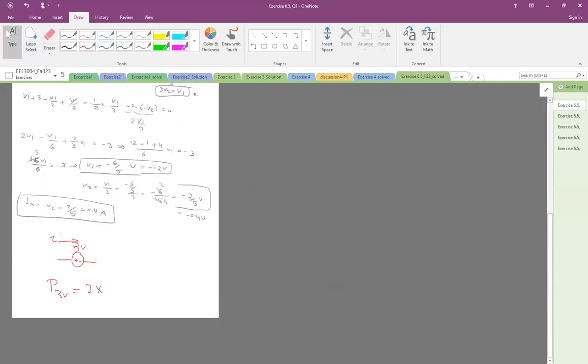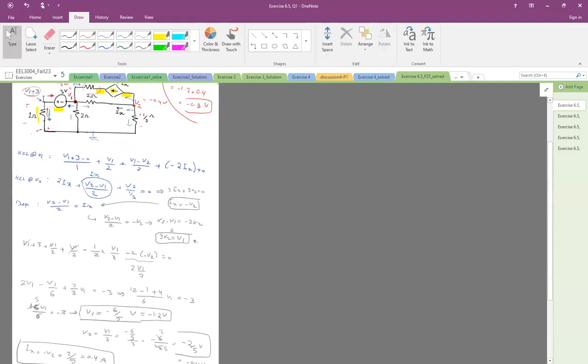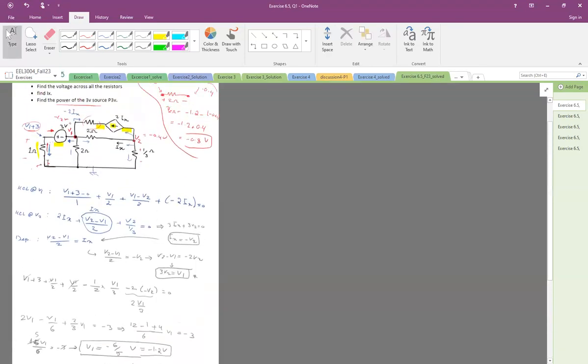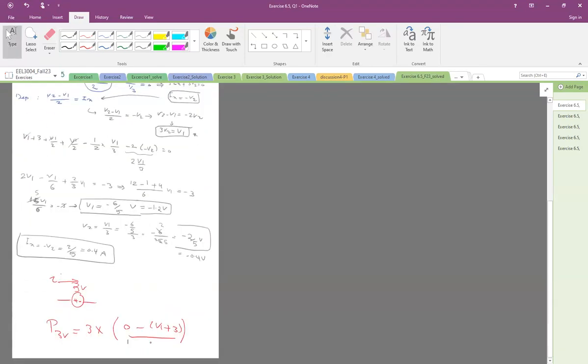So let me write this down. The current here was 0 minus V1 plus 3, divided by the value of the resistor, 1. And I already know V1, so that is in watts. This is how much the power would be.